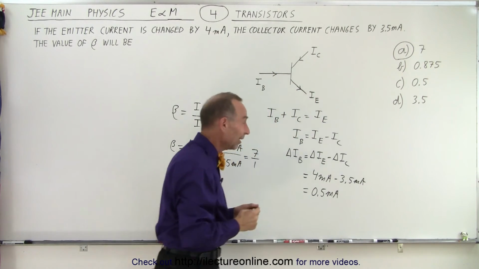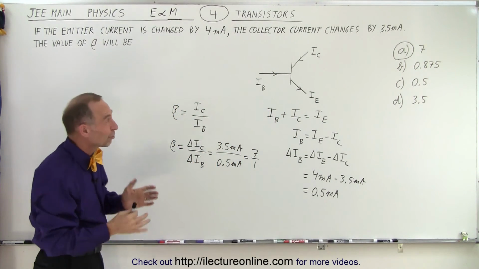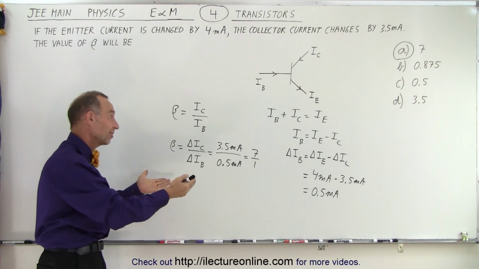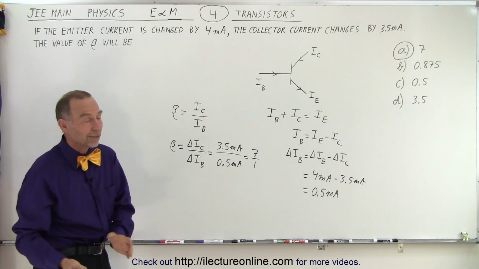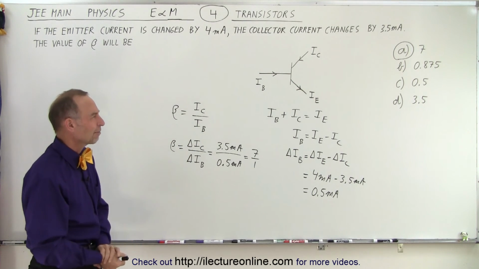Now, in real life, beta is typically a much bigger number than 7. In this example, it was 7, and that was the answer. So that might throw you off a little bit.